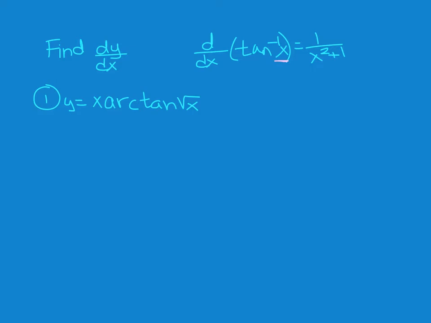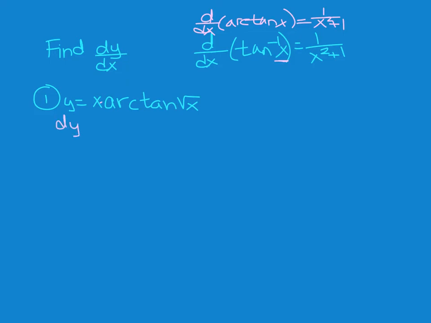We have x times inverse tan or arctan of the square root of x. If it makes you feel more comfortable to rewrite it as arctan, I'm certainly fine with that. But either way, just remember they're the same thing. You may notice that this is one where we have to use the product rule. I have x that's being multiplied by arctangent of x. Don't forget that if you have a product, you need to use the product rule.